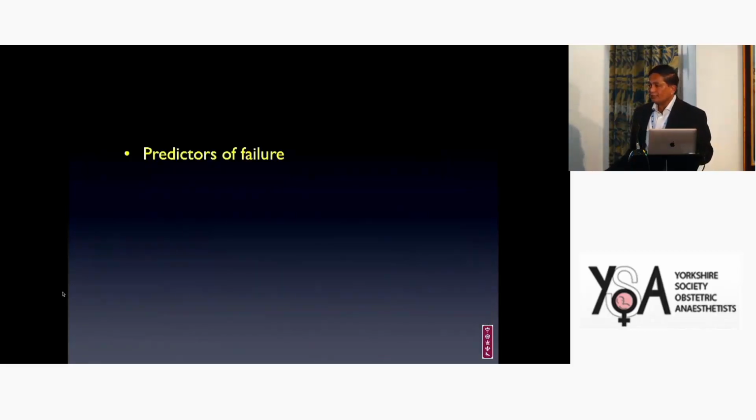What are the predictors of failure? The predictors of failure are bad timing. That's the case with everything, isn't it? So bad timing is a predictor of failure. The second predictor of failure from our side is if there is DIC. What happens is, if we are trying to induce clotting, most of these embolic materials are making use of the fact that there will be some clotting happening. If there's no clotting happening, then it becomes a huge problem for us.